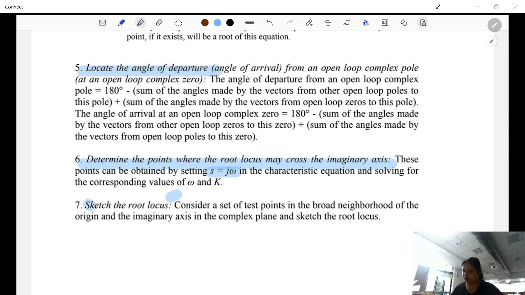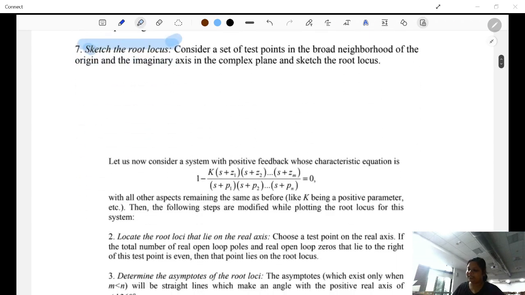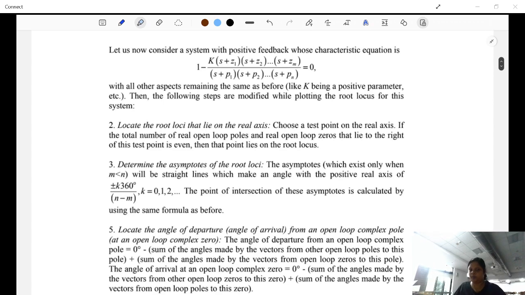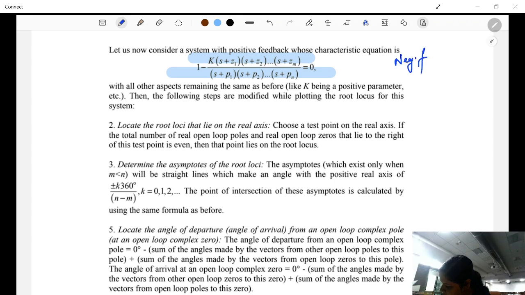Then we sketch the root locus. But there was another scenario that was discussed with you, and that was if we have a positive feedback system. You know this concept, right? For a negative feedback system, what do we have? 1 plus G(s) H(s) is equal to 0, right? For positive feedback, what do we have?